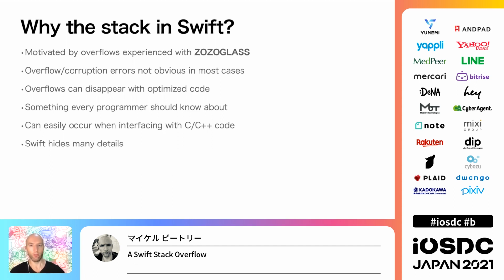So once we figured out what the problem was, it was a fairly trivial fix, but it made me realize that Stack Overflows, even when using a very safe language like Swift, are something that every programmer should really know about. And especially with Swift, overflows can easily occur when interfacing with C or C++ code. Swift hides many of the details of the stack, so the only real way to figure out what is going on is to take a look at the assembly under the hood.